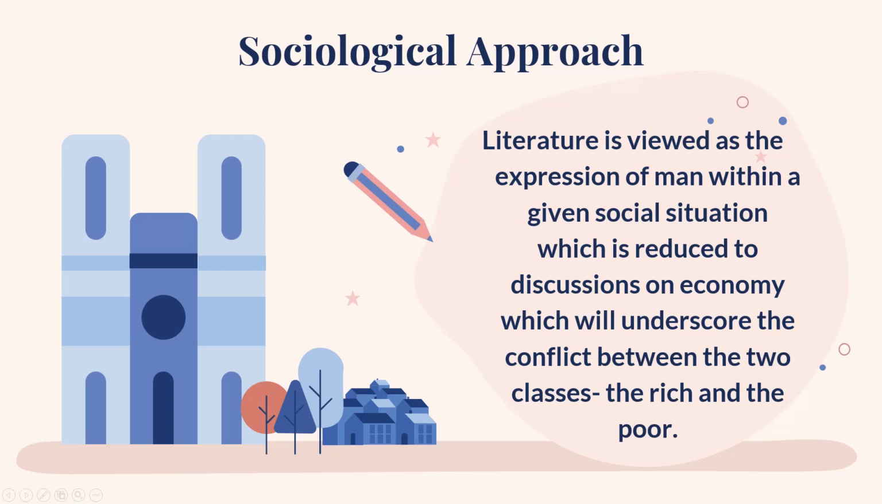The next one is the sociological approach. Literature is viewed as the expression of man within a given social situation, which is reduced to discussions on economy, which will underscore the conflict between the two classes, the rich and the poor. This approach is concerned with the analysis of the clash of opposing social classes in society, namely the ruling class and the working class, as it shaped the events that transpired in the story.